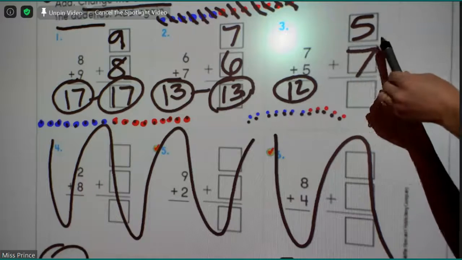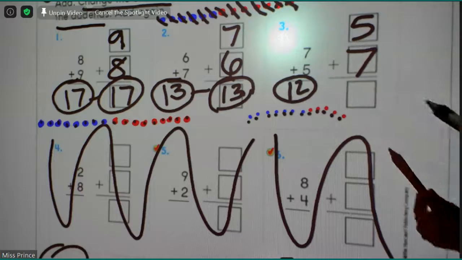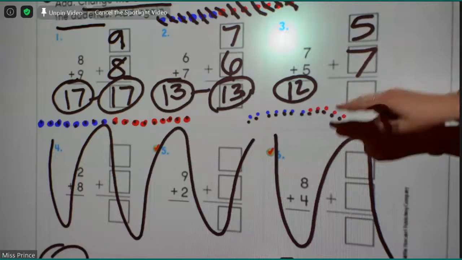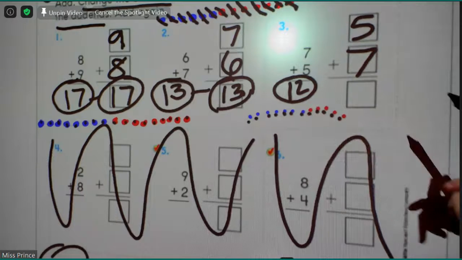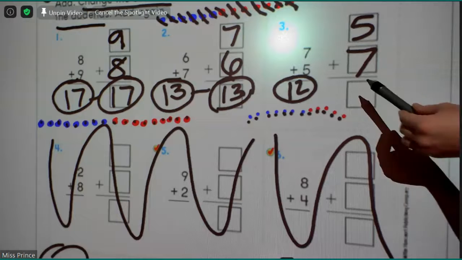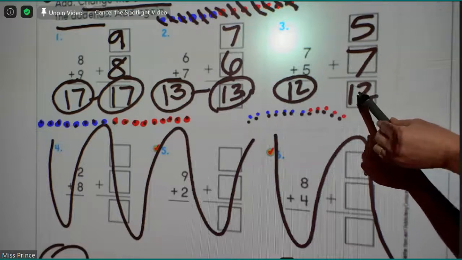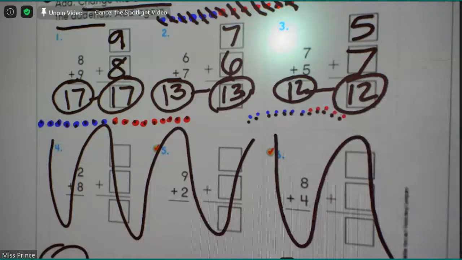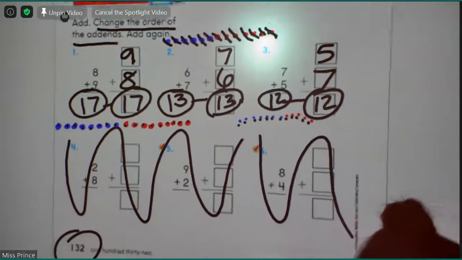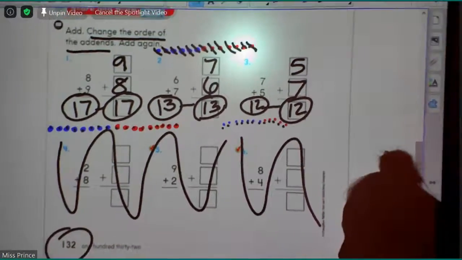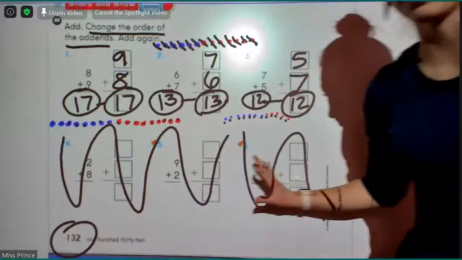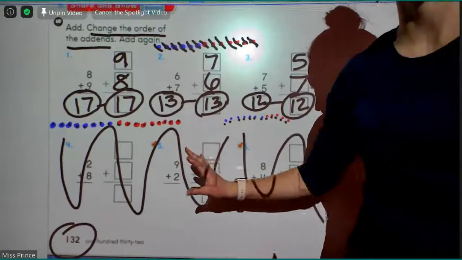7. Now, we just changed the order of the numbers. We're not changing how many there are. So what's my answer going to be again? 12. It's not going to change. Good job. All right. So you guys can see that I skipped these so that we have time to do the rest of our pages.